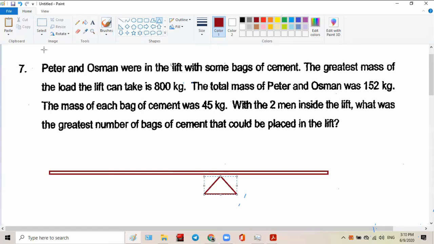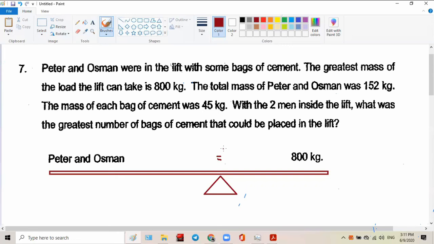Peter and Osman were standing in the lift. They are both standing here. So the greatest mass the load of the lift can take is 800 kg. That means whatever they do, they must equal to 800 or can be less than that. Do you understand? Yeah, they can be less because it's the lift. If not, anything over the lift will fail to work.